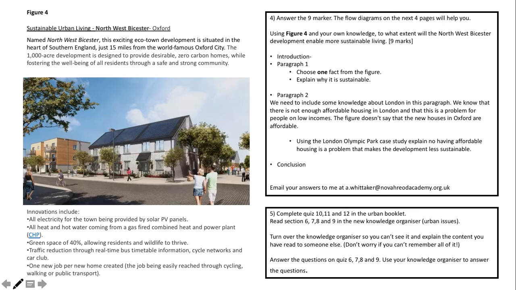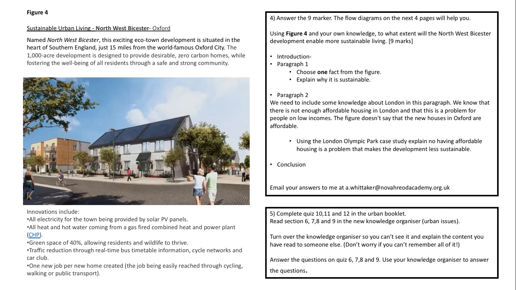Right, let's focus in on these bullet points, see if we can get anything out of that. All the electricity will be provided by solar panels. Well, we definitely know stuff about renewable energy that we can talk about. All heat and hot water coming from a gas-fired combined heat and power plant. Well, we haven't really learned about that, but you don't have to talk about everything, so we'll just ignore that bullet point. Green space of 40% allowing residents and wildlife to thrive. Definitely know stuff we can talk about there.